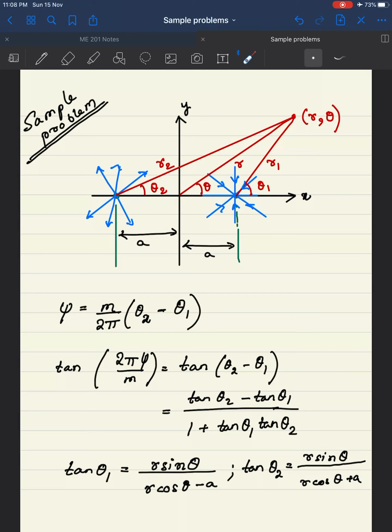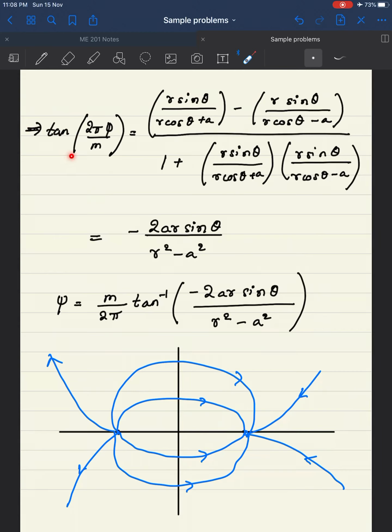Now you have to find out what tan theta 1 is. Tan theta 1, given the geometry, should be of this form. Please check that. Tan theta 2 from geometry should be of this form. The plus a, minus a changes to plus a here. So please check if I have done this correctly.